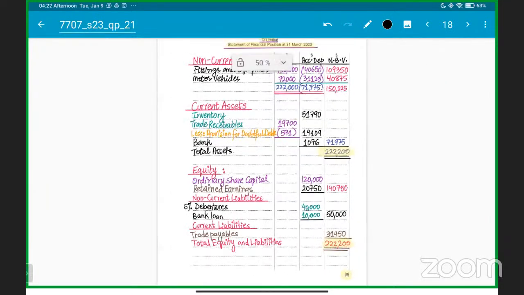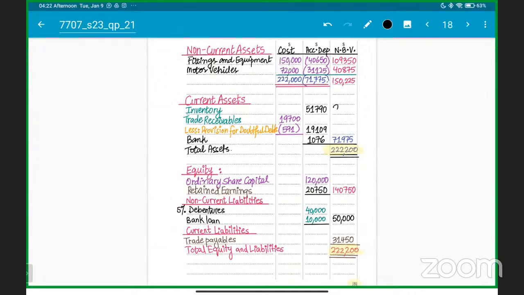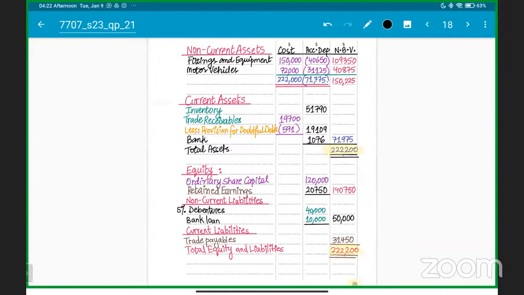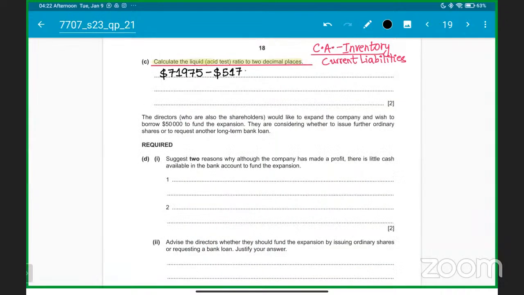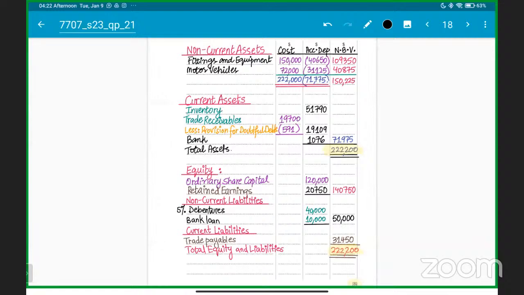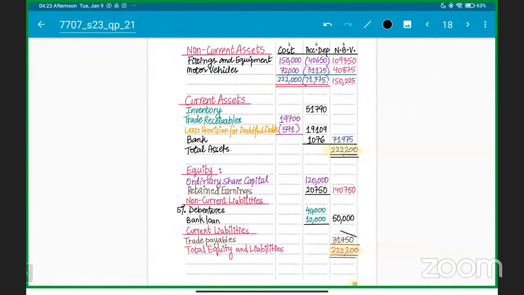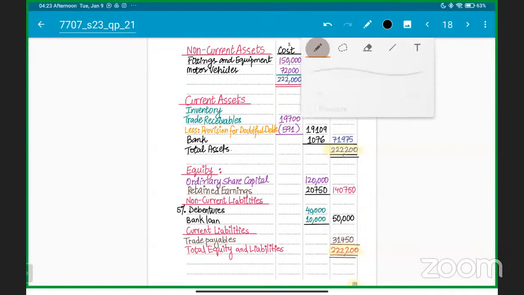What this means is, we simply have to save time and do smart work. You already know the total of the current assets, right, students? So I'm going to take the current assets and just remove inventory in this case. Everyone with me? 71,975 will be subtracted by 51,790. So you subtract inventory, and we already know the current liabilities figure, that is only trade payables, sir. Everyone with me? Follow the highlighter.